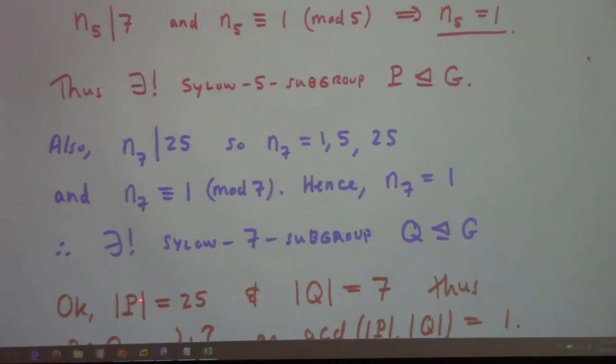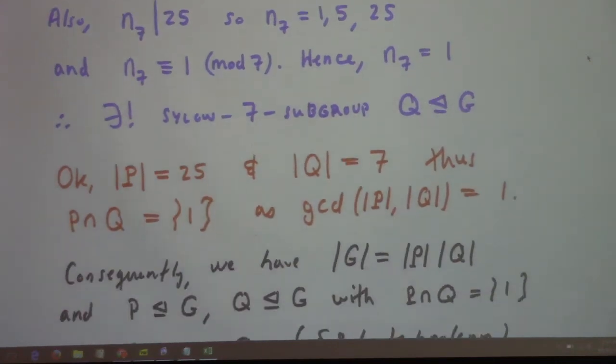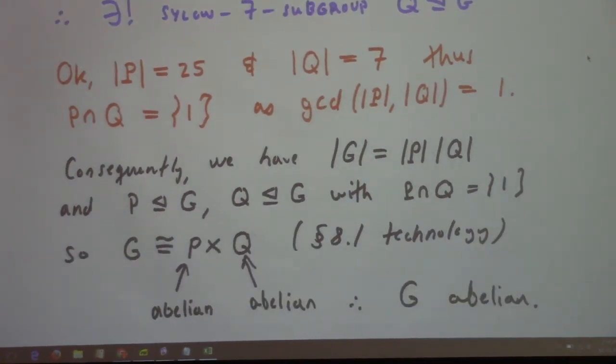But we can count. P has size 25, Q has size 7. By the way, these intersect at 1 because they have relatively prime orders. Consequently, the order of the group is the order of the product of the subgroups, both of them normal, intersecting at 1. So going back to the first section in Chapter 8, this gives us that G is isomorphic to the Cartesian product of P and Q. That's abelian. So G is abelian.